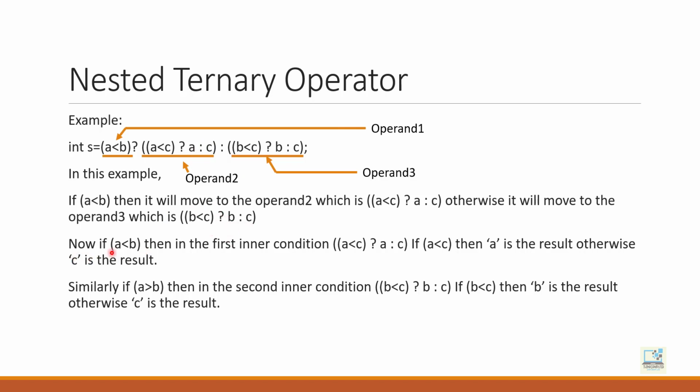Now if a is less than b, then in the first inner condition, a less than c question mark a colon c, if a is less than c, then a is the result, otherwise c is the result. Similarly, if a is greater than b, then in the second inner condition, b less than c question mark b colon c, if b is less than c, then b is the result, otherwise c is the result.